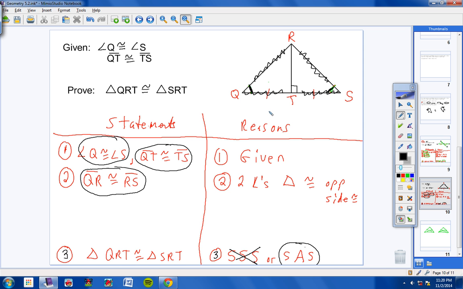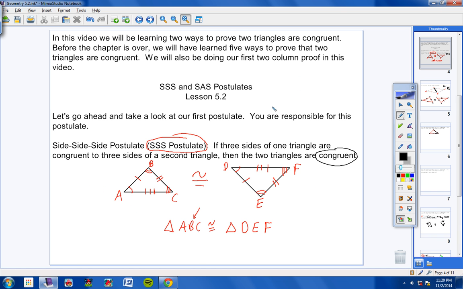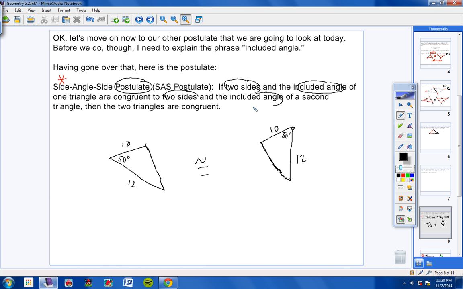Now, let me quickly review this, okay? We learned today that if you know for sure that 3 sides of one triangle are congruent to 3 sides of another triangle, then we know for sure the 2 triangles are congruent. And then we learned that if I know for sure that 2 sides of a triangle are congruent to 2 sides of another triangle, and their included angles are congruent, then I know for sure the 2 triangles are congruent, okay?